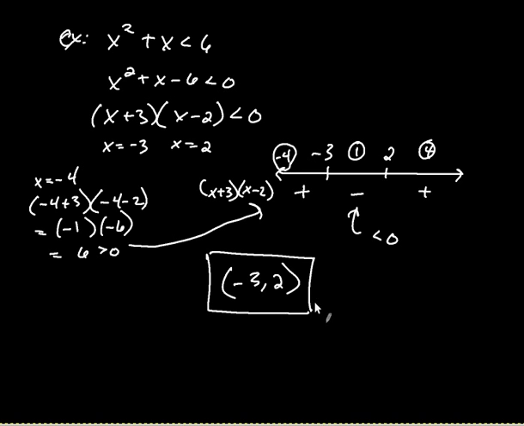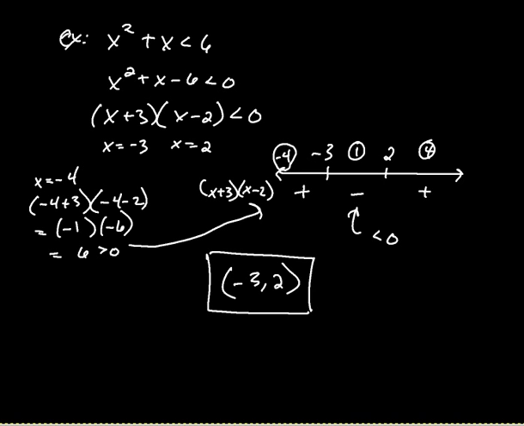Now you might say, well, why don't you want other numbers? Well, you don't want numbers larger than 2 because look, the product is positive, and less than -3, the product is positive as well. Okay, so those are the steps to solving a quadratic inequality. Make sure the right-hand side is equal to 0, and the left-hand side, make sure it's a product of linear factors. Okay, let's try another example.